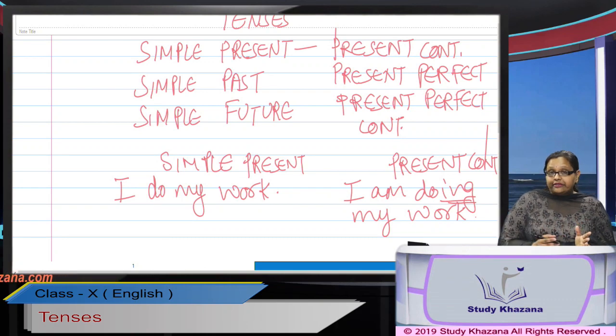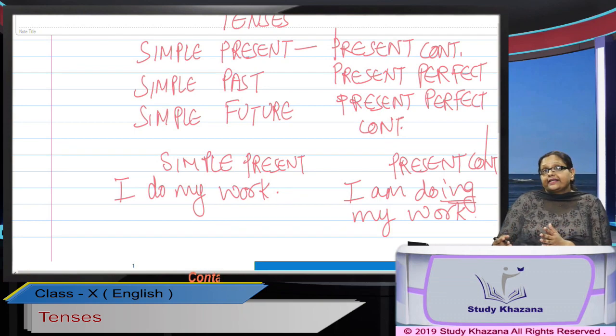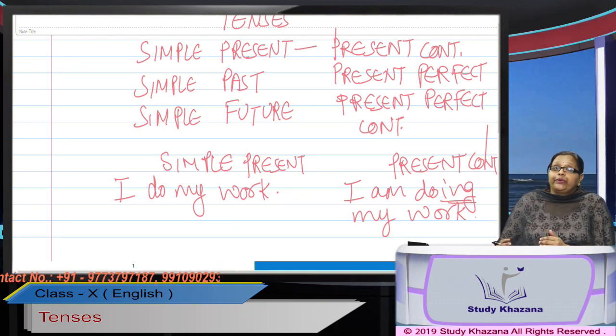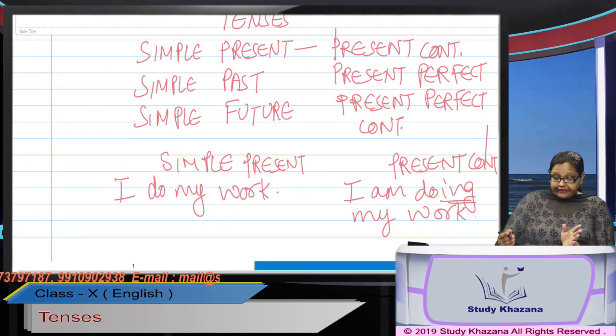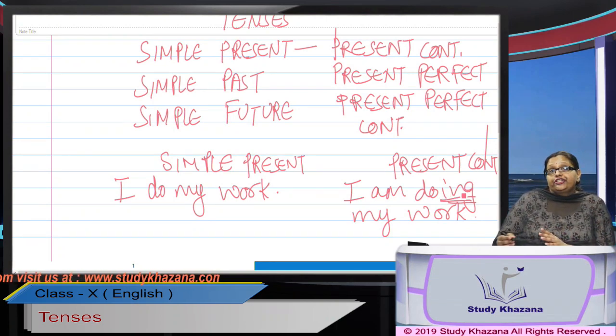Okay, so the first sentence denotes an action that I normally do, and the second sentence tells you that right now what I am doing. That is the main difference between the simple and the continuous form. The moment we add ing to the main verb, it changes into a continuous action. Okay.